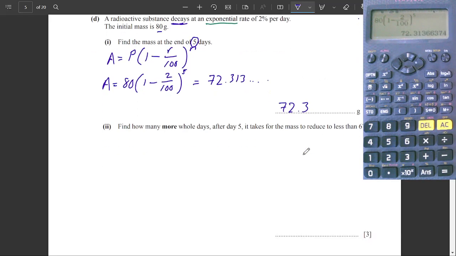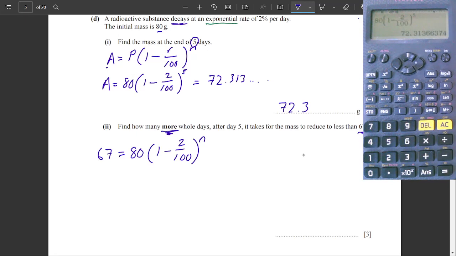Part 2, find out how many more. The moment you see something in bold, don't forget about it. Whole days after day 5 it takes for the mass to reduce to less than 67 grams. So what we have now is the total amount, 67 grams we're looking at. I'm going to still start with the 80 gram original mass, 1 minus the decay, which is still 2%. What we don't know is the time. Now there are different ways to do this.